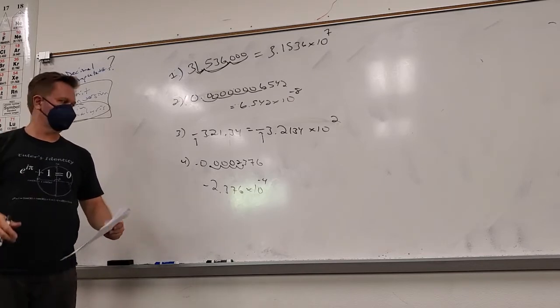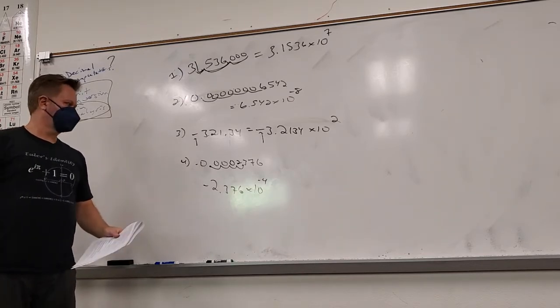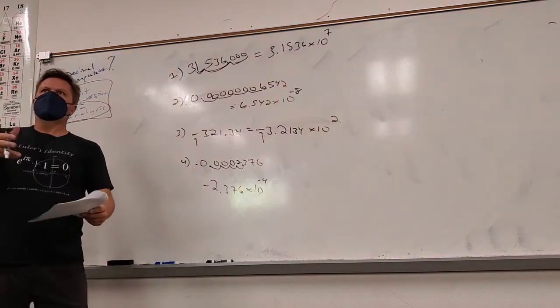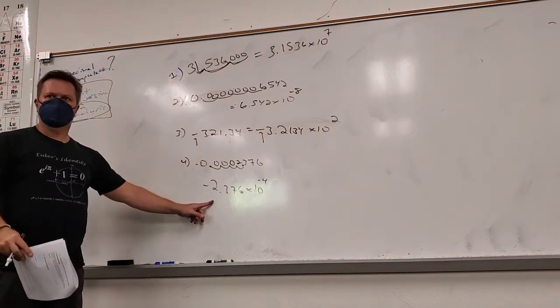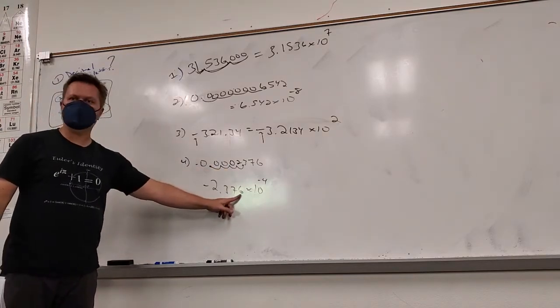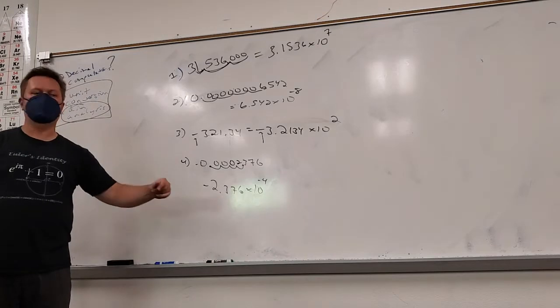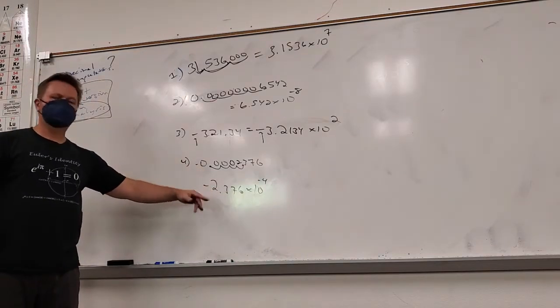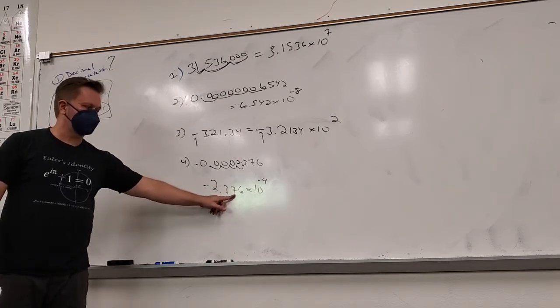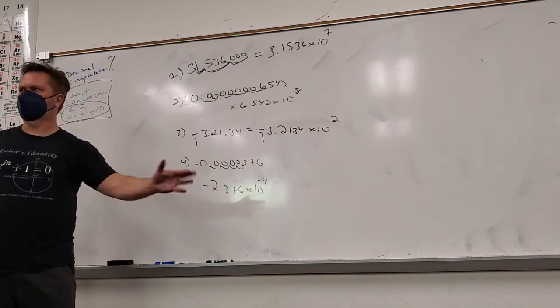What would it be if you rounded the number? If I just said round this, it is rounded to this place. But if I said round this to the tenths place in scientific notation, it would be negative 2.4, because the next number is a 7.